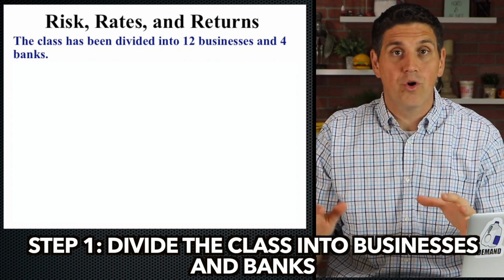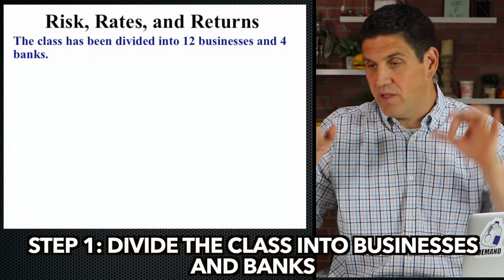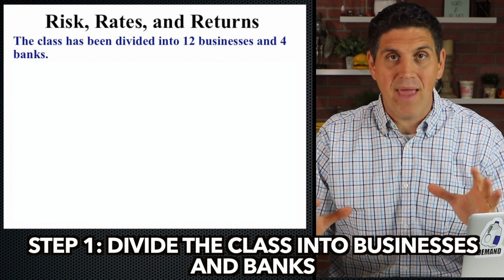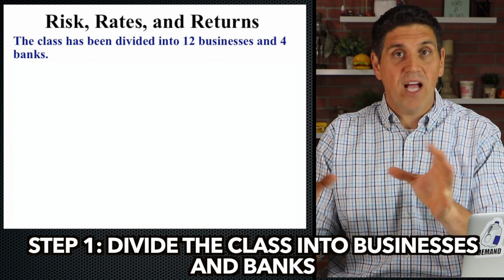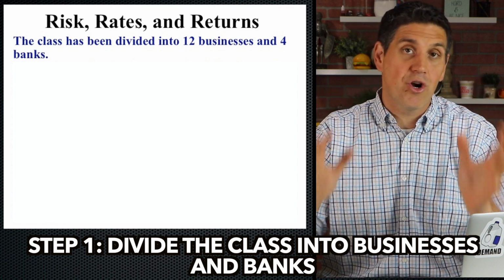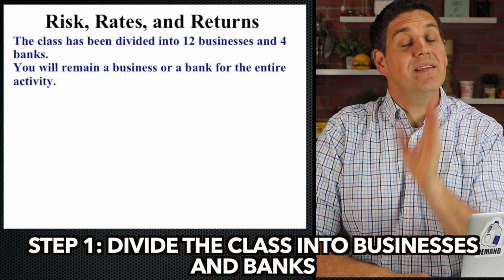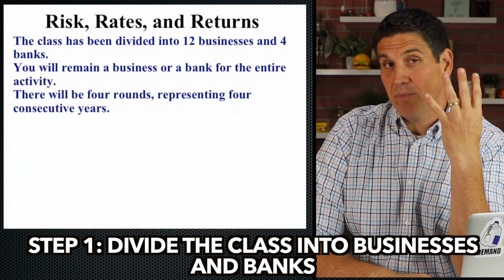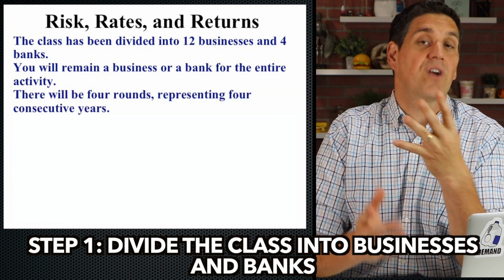Just when the students walk in the room, say, okay, I need this person, this person, this person. I need you to be my bankers. Go ahead and pick a partner that you're going to work with. You guys, my bankers, and then move them and sit them in the corners. And the other students, I talk to them: you're all going to be businesses. You will remain a business or bank the entire time, and there's going to be 4 different rounds representing 4 different years.